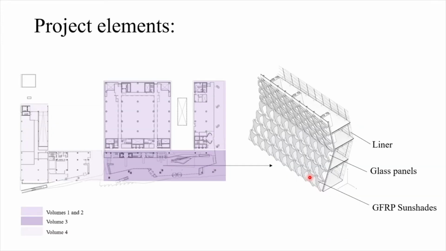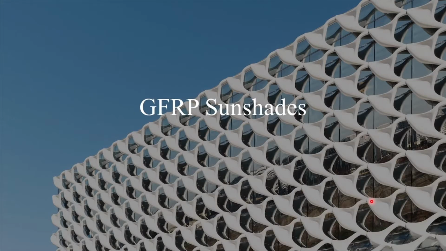I divided the building into 4 volumes, volume 1, 2, 3 and 4, and then I divided volume 3 into 3 layers: liner, glass panels and GFRP sunshades.